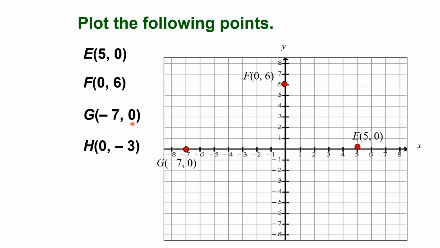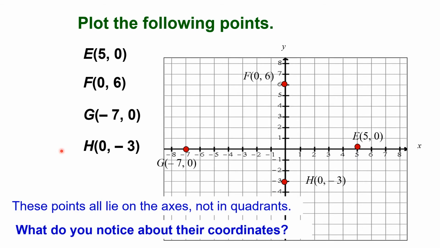H is 0, negative 3. Hopefully you're getting the hang of this. You can point with your finger right to your screen right now if you know where it is, and I'm going to show you where it is. Hopefully you got that spot right there, 0, negative 3. These points all lie on axes, not in quadrants. They all lie on axes because they're directly on the lines. So what do you notice about their coordinates? Well, they all have a 0 in one spot because they didn't move into a quadrant. They were held directly on the axes.